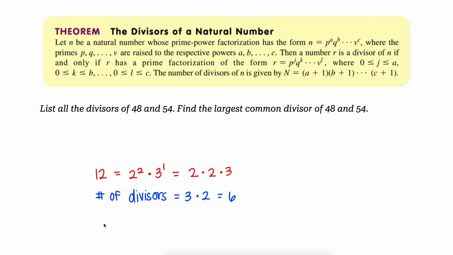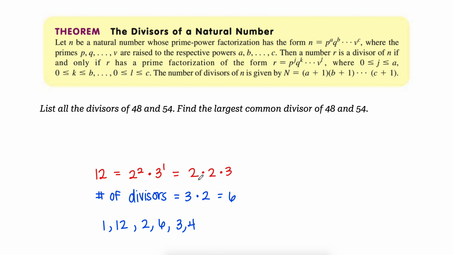12 is divisible by 1 and 12. It's also divisible by 2 and 6. And it's divisible by 3 and 4. So you notice I've got them written in pairs there. How many divisors are there in 12? There are 6 different numbers. So that's what this theorem is giving us. It's giving us 2 bits of information.